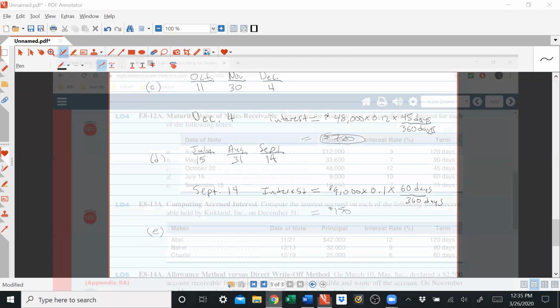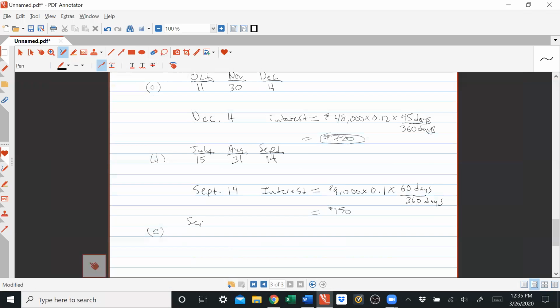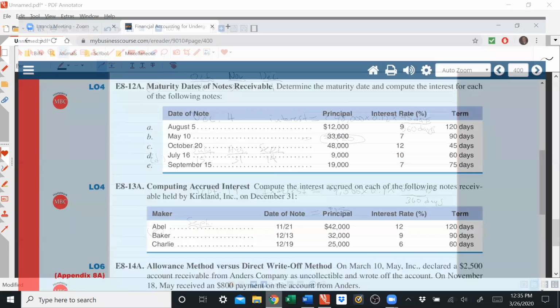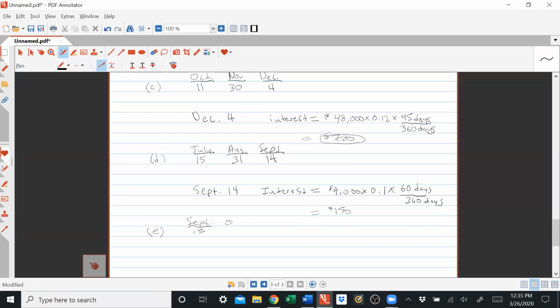And finally, the last one, September 15th. How many days is it? It's 75 days. September has 30 days, so 30 minus 15, there's 15 days left in September. October is 31. November has 30. Have we gone too far though? 31 and 30 is 61, and 61 and 15 is 76. Gone one day too far. It's only a 75-day note. So I believe 15, 31, and 29 adds up to 75. And so the maturity date is November 29th.